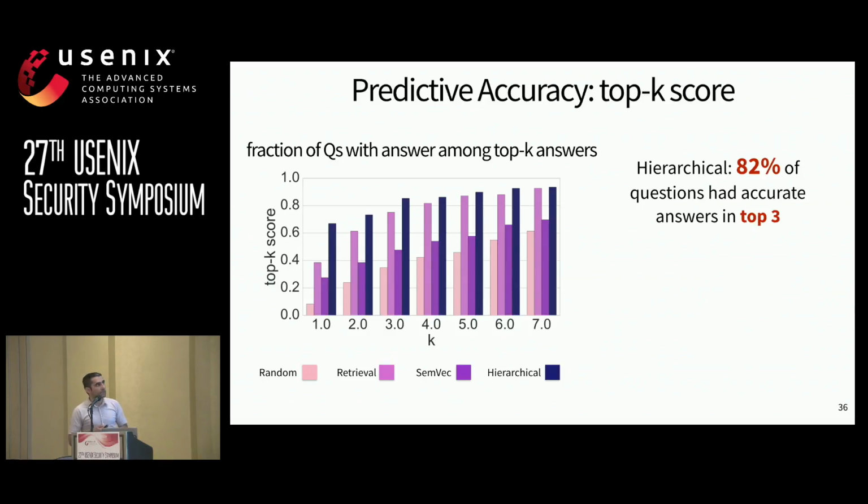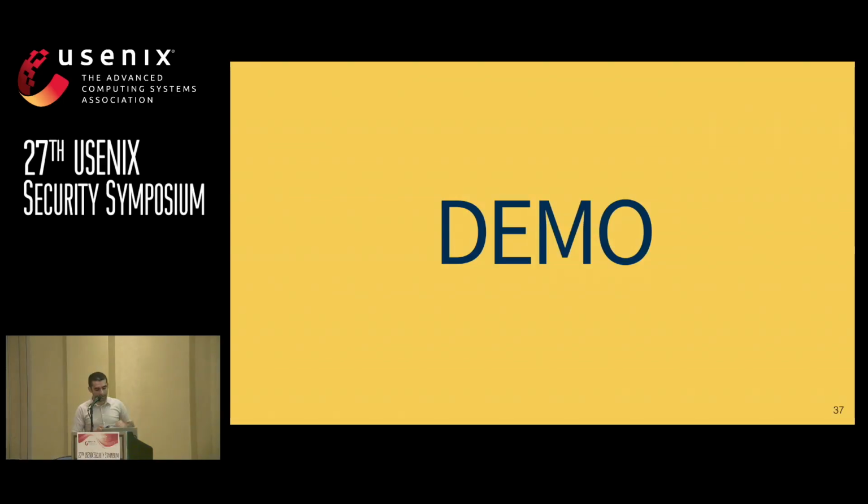Top 3 means one of the first 3 answers is correct. We found that in our hierarchical model, 82% of the questions had an accurate answer in the top 3. And that was lower for other models. It was even more significant at 1. We had around 68% top 1 accuracy. And the differences become higher for higher K, but we are interested in matching at lower numbers of K.